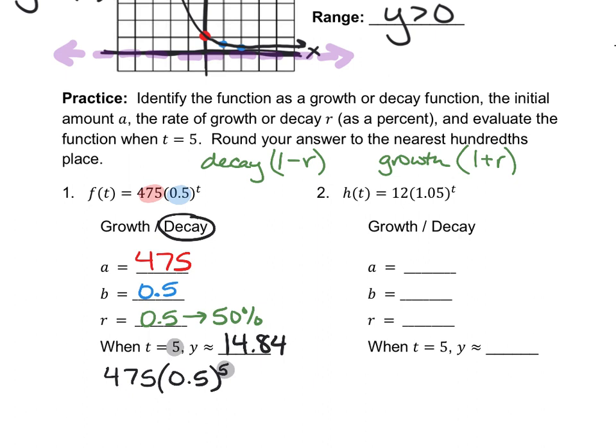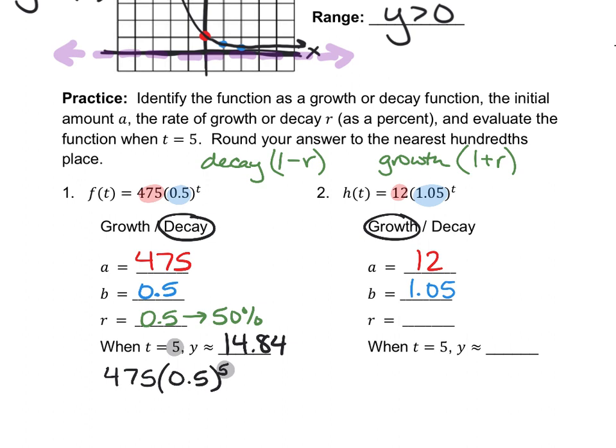Can we do the other one? Okay, in this one, let's kind of walk back through the steps. We just want to know if it's growth or decay. So we look at the parentheses. Is that one going to be growth or decay? Growth. Why? It's bigger than 1. Amazing. When that parentheses number is bigger than 1, no matter how much bigger, even just slightly bigger, it is growth. What's the initial value here? 12. So A is 12 and B is 1.05.